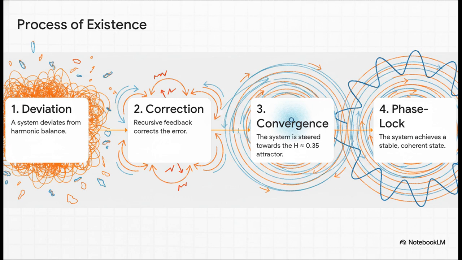What this all means is that existence isn't a static thing. It's an active, ongoing process. First, a system gets a little out of whack. It deviates from that perfect harmony. Then, recursive feedback loops kick in to correct the error. The system gets steered back towards that 0.5 attractor until, bam, it phase locks into a stable, coherent pattern. That constant correction is the process of existence.